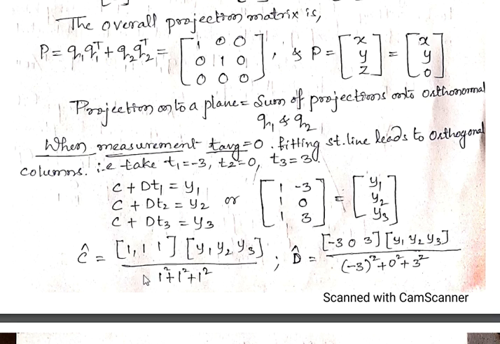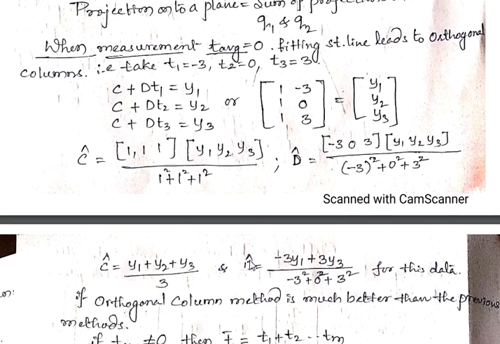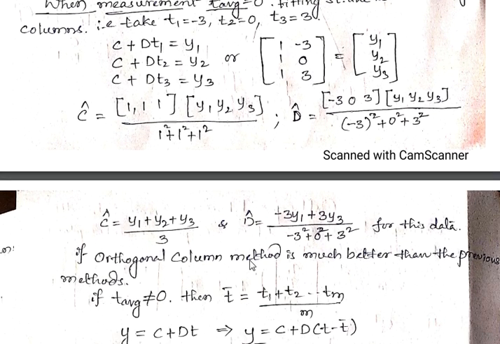So in those cases, it is one of the cases of the least squares method. We get C cap as just the summation of y1 plus y2 plus y3, and similarly D cap is nothing but minus 3y1 plus 3y3, as it gets multiplied with those values, divided by their magnitudes. So that is one of the cases.